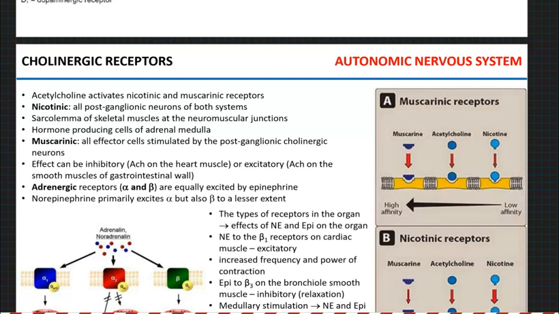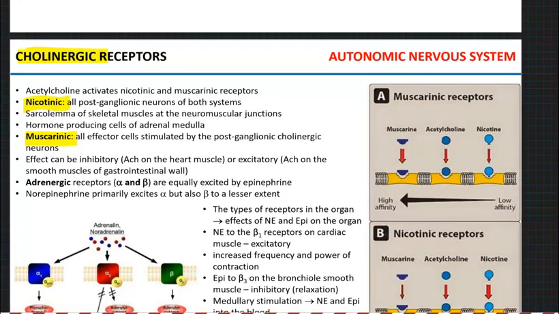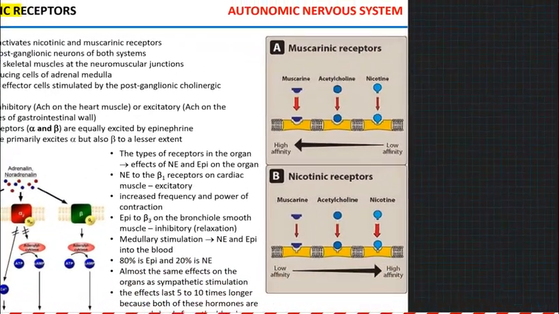So receptors that respond to acetylcholine stimulation are called cholinergic. Okay? It can be nicotinic, they can be muscarinic. Okay, makes sense? And I absolutely love this illustration. Check this out.